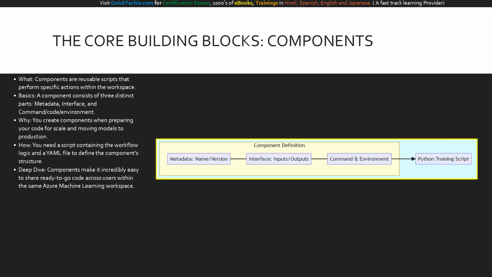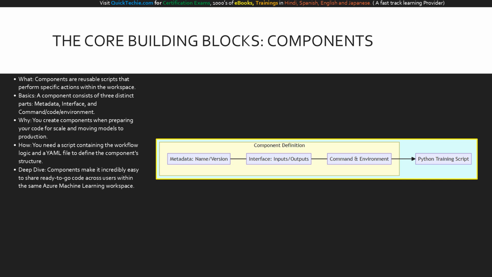To build a robust pipeline, you first need to understand its building blocks, components. What is a component? It is a packaged, reusable script that performs a very specific action. The basics of a component dictate that it consists of three parts: metadata like its name and version, the interface defining inputs and outputs, and the command, code, and environment specifying how to run it.